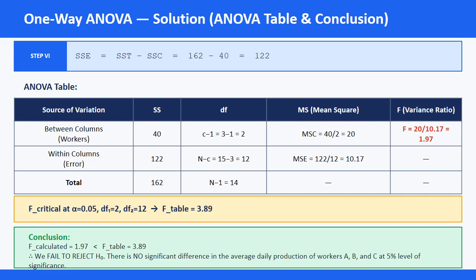So the conclusion for this given problem is that there is no significant difference between the production levels of workers A, B and C.